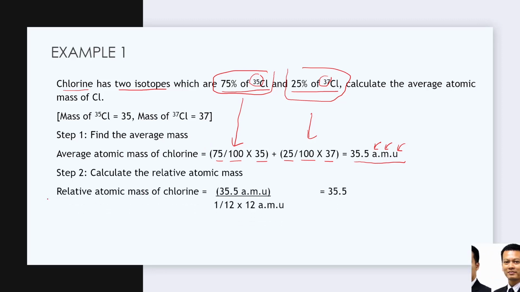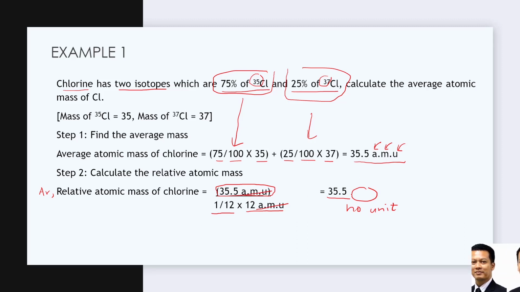So the relative atomic mass, AR, is the average atomic mass 35.5 AMU over 1/12 times the mass of carbon 12. So what you will get is 35.5. As you can see here, there is no unit. Why is there no unit? Because the units will be cancelled off. So this is the example of relative atomic mass.